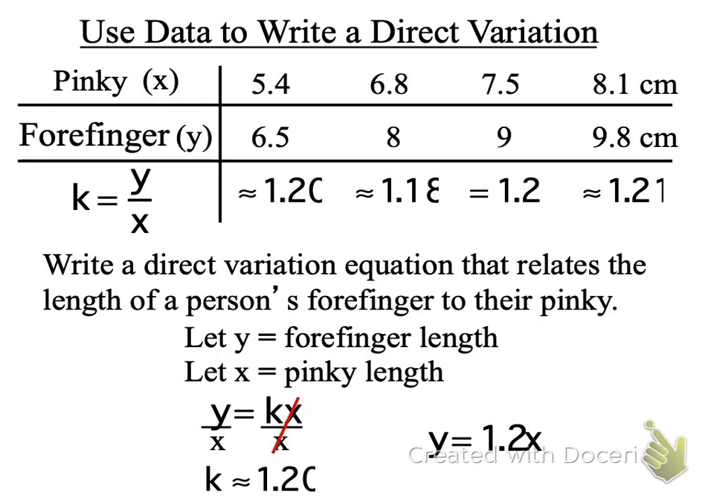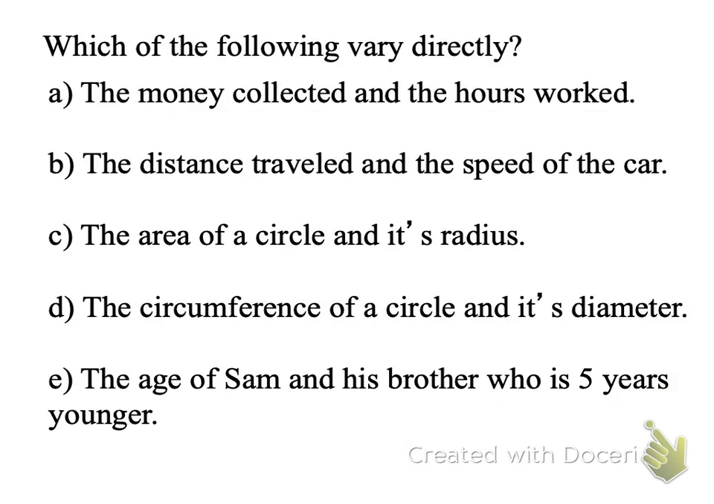Now notice, as the pinky gets bigger, what happens to the forefinger? It's bigger. Yeah. Both quantities are increasing. So which of these is a direct variation equation? Money collected and the hours worked. So if I work a lot of hours, does my money go up? Yeah. Both quantities increase, so is it direct variation? Yes. Okay, distance traveled and the speed of the car.